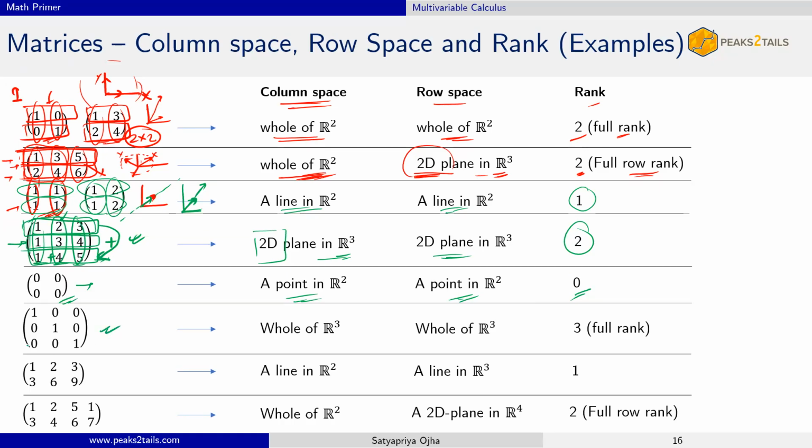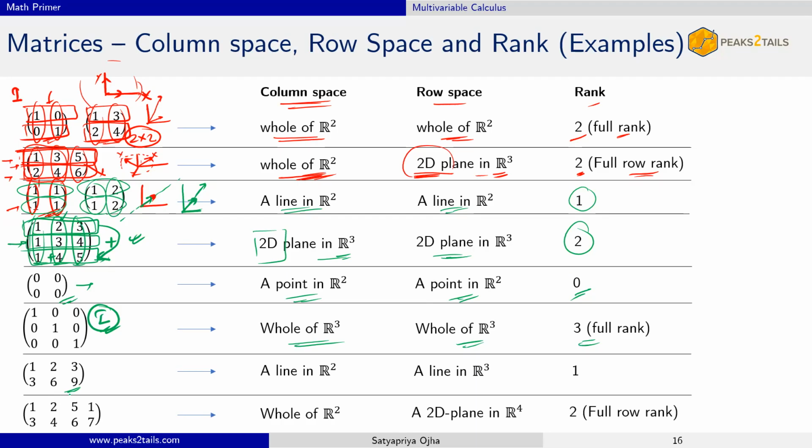Next one. This is beautiful. This is the identity matrix in 3 dimensions. And everything is orthogonal, full rank, R cube. Makes sense? I mean, yeah, sorry. All 3 are linearly independent vectors. Let's look at the next one.